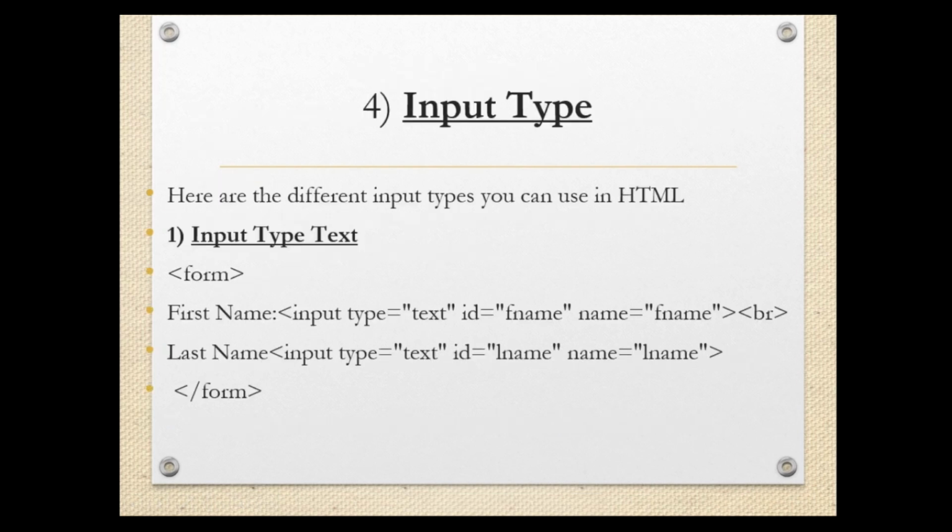Next one we have, fourth one, input type. Here are the different input types you can use in HTML. There are various types under input type. First one is input type text. Under the form element we are writing first name, input type equal to text, id equal to first name, name equal to first name. These are the attributes of input, but the type we are using is text. Last name, again input type equal to text, id equal to last name, name equal to lname. Closing of my form tag.